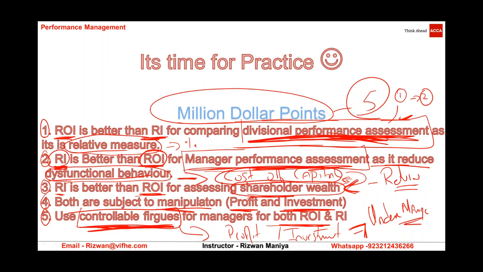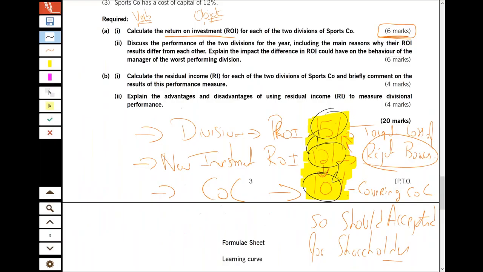So is point number two clear to all friends? Come on, tell me, is this clear? Okay, and I hope you understood this very quick technique to grip the things. You compare the division ROI with the new investment ROI and then see the cost of capital. Okay, I hope this is clear.